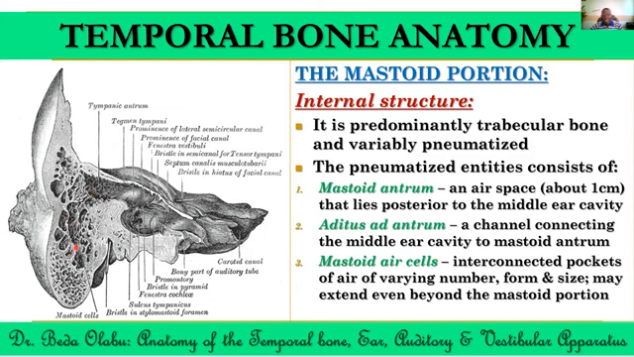The mastoid air cells are variable. They are interconnected pockets of air, variable in number. So they could be many, they could be few. They also vary in their form. They could have very funny kinds of shapes. And they also vary in their size. They could be large, they could be tiny. They also vary in terms of how far they extend. Sometimes they extend even beyond the mastoid bone itself. So those are the mastoid air cells, and you can see them here.